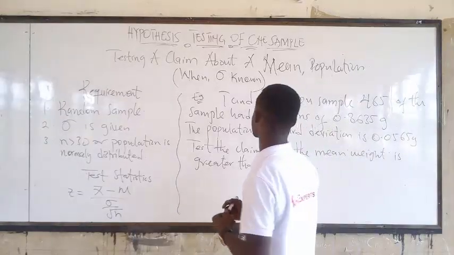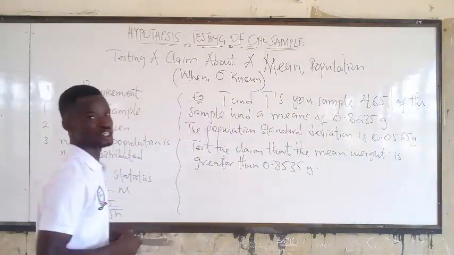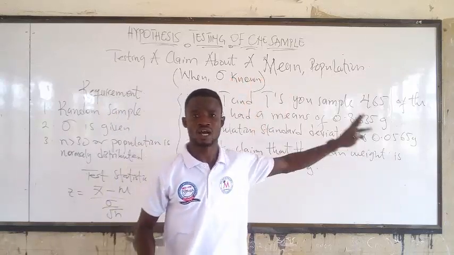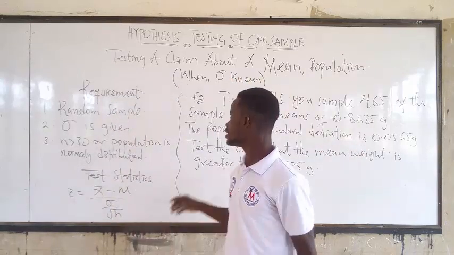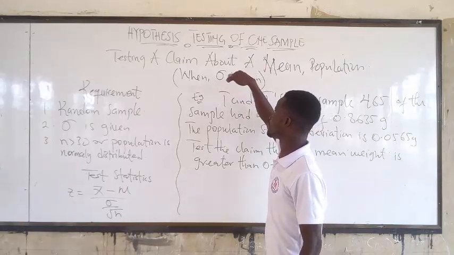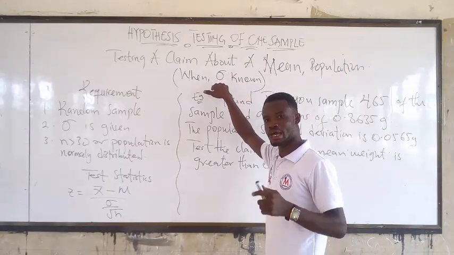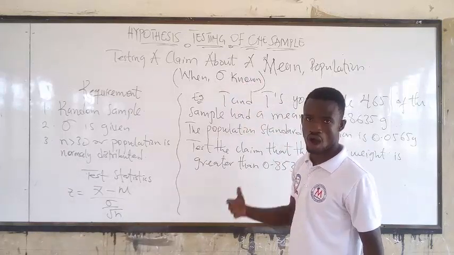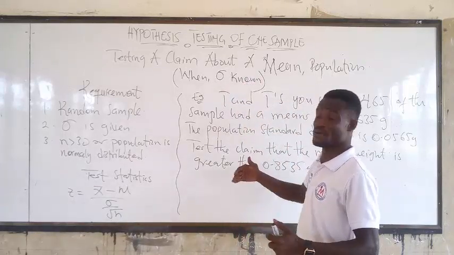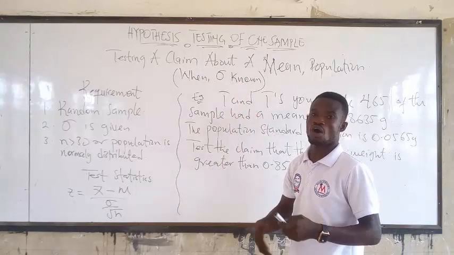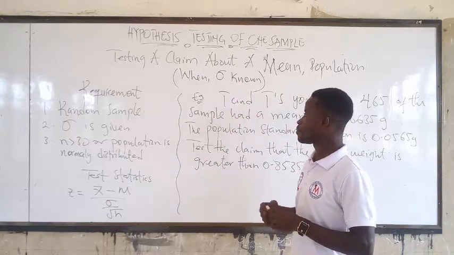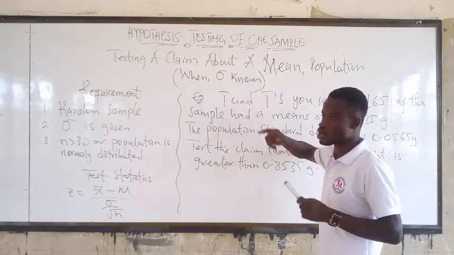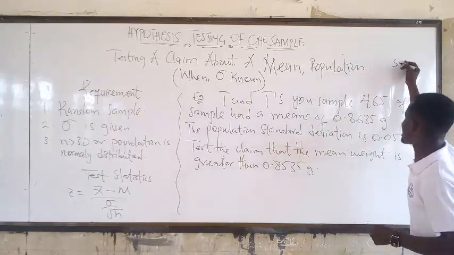Here we are testing a claim about a mean. So we are done with the proportion. The proportion is always once, then you are done. But for the mean, it depends on whether the population standard deviation is known or not known. You know the difference already: this one is the population proportion and the S is the sample proportion.